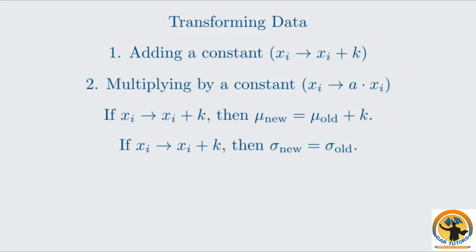Now let's consider multiplying by a constant a. Again, let's think intuitively. If you multiply every value by a, the center of the dataset should also be scaled by a. So the new mean would be a times the old mean. Again, a very logical result.